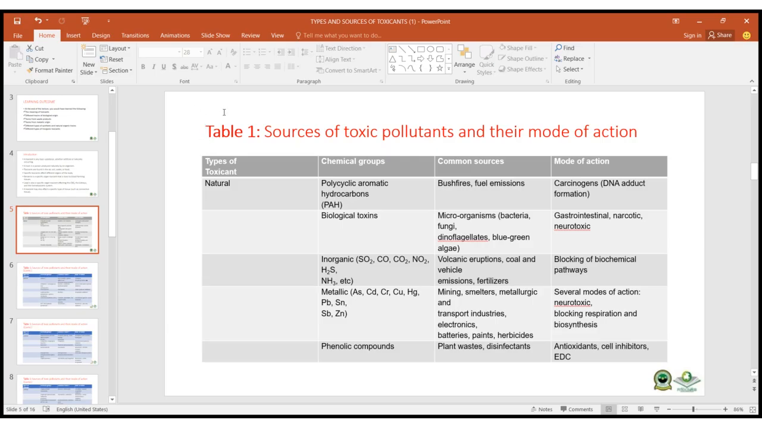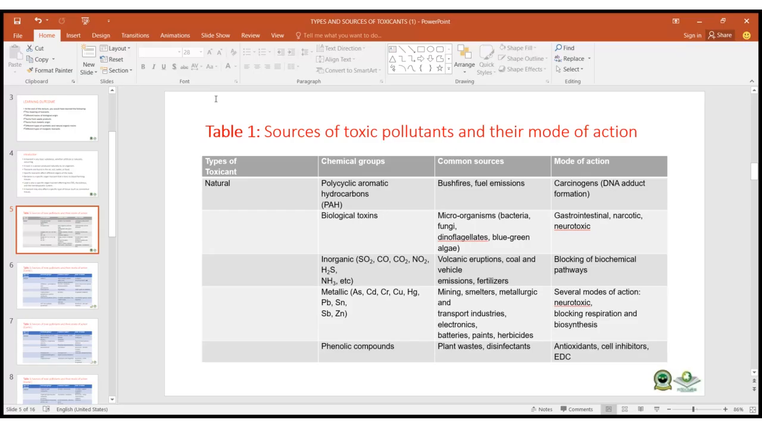And the mode of action is that they form DNA adducts. The polycyclic aromatic hydrocarbons will go and attach themselves to the DNA, thereby leading to gene mutation, and eventually they can lead to cancer. So you see that the polycyclic aromatic hydrocarbons can cause cancer, and that's the way they operate.